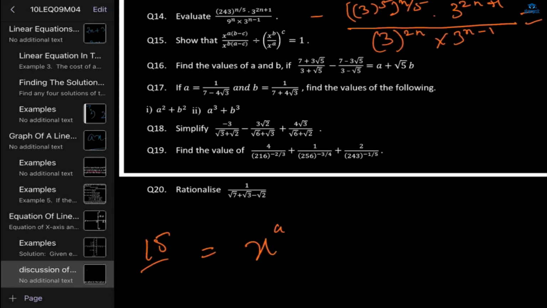After rationalizing A, you must have got 7 plus 4 root 3. When you rationalized B, you got 7 minus 4 root 3. So the final answer for A square plus B square is 194, and A cube plus B cube is 2702. Right. Now in question number 18 also it is simplify.